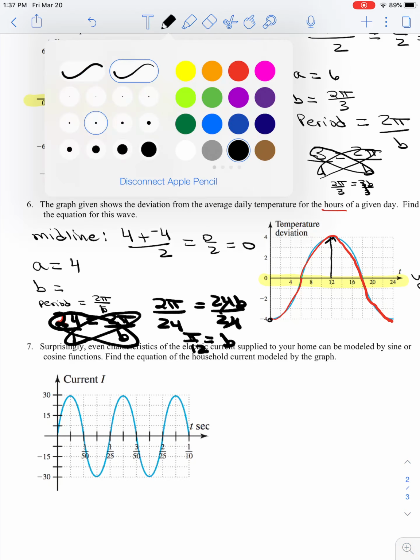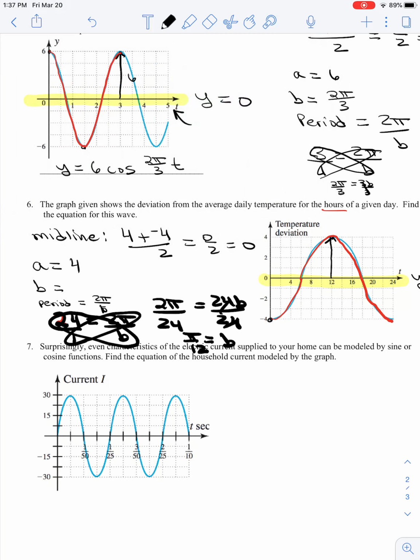So now I'm going to go back. Sorry, bear with me a little bit, guys. Like I said, I'm still learning how to do this, so my pen is a little thick here. Let's make it a little thinner. Okay. So my b value is pi divided by 12.